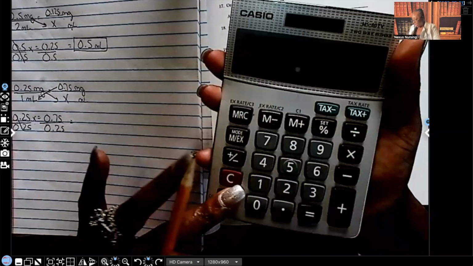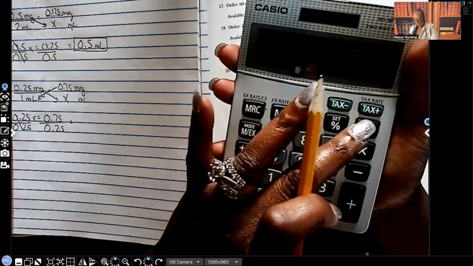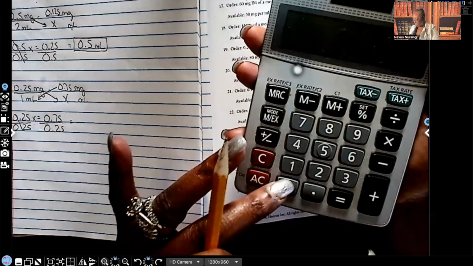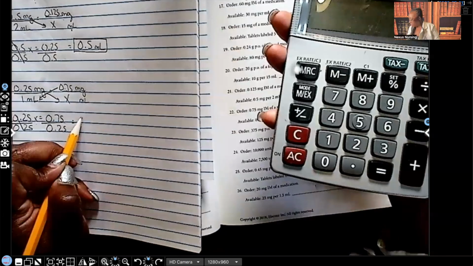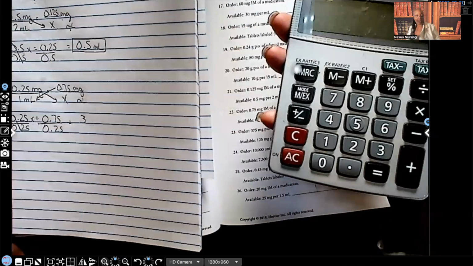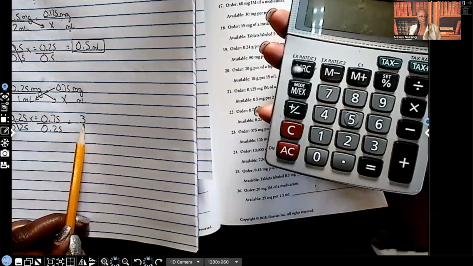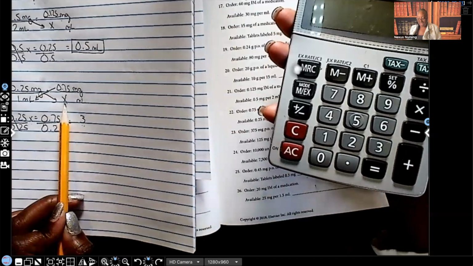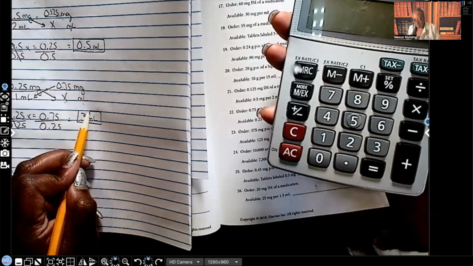So I'm going to do 0.75 divided by 0.25, and it should give me 3. Number 22, am I correct? Yes, 3. But I'm not done because I still have to put my units. So let's go back to what we're solving for, X, ml. So my correct answer is 3 ml.